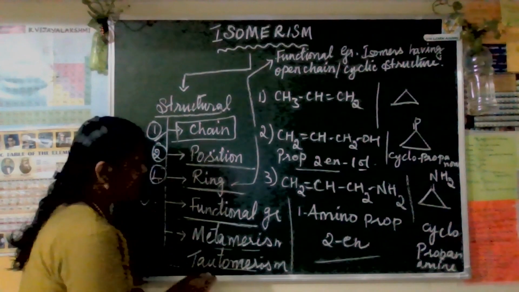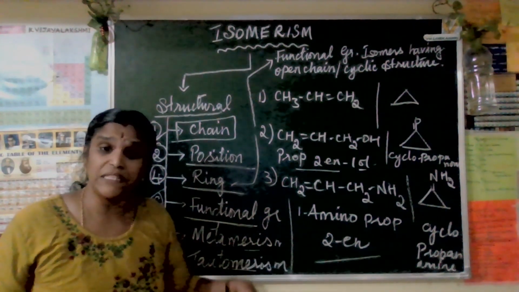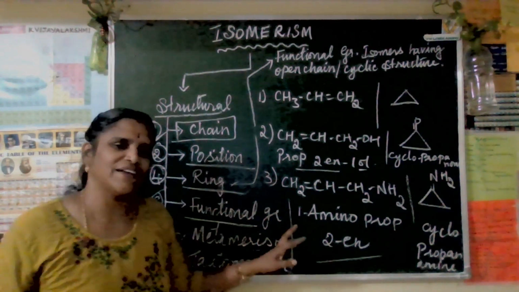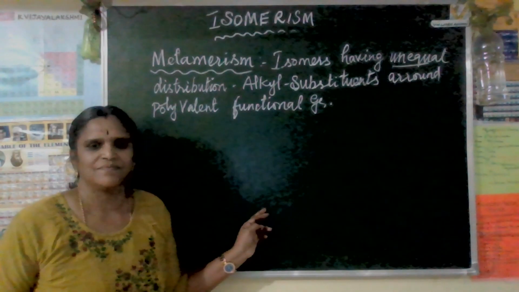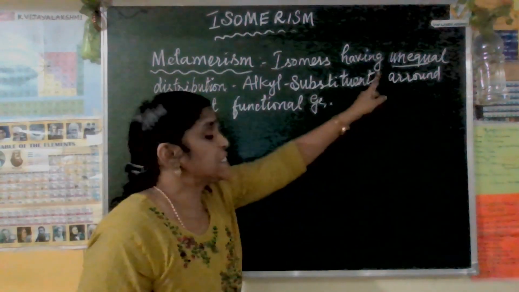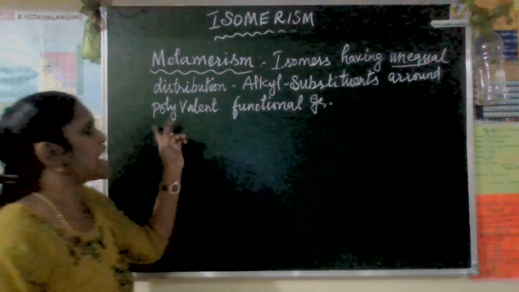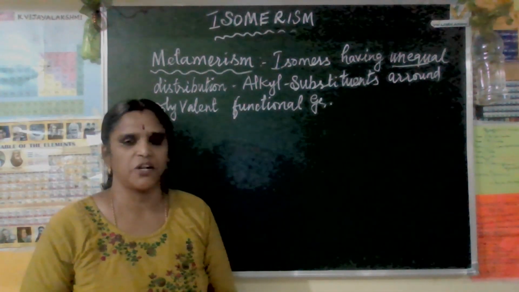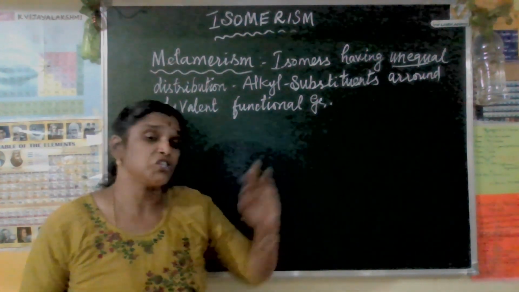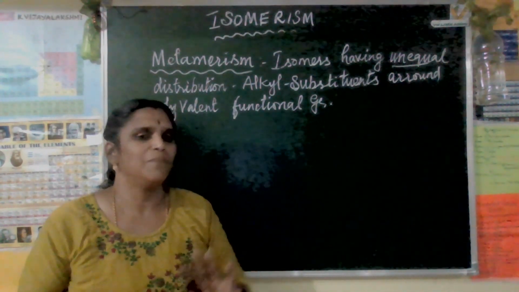Now metamers and tautomers, there are so many examples and so many questions related to that topic. Okay, let us go for that. Now the next one, metamerism. Isomers having unequal distribution of alkyl substituents around the polyvalent functional group. So here we just correlate with positional isomer, but both are different, only a slight difference, but not the same.